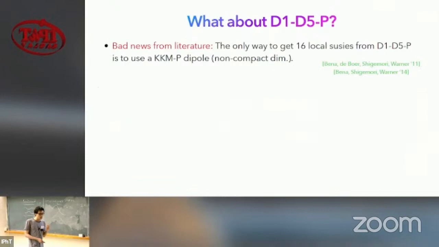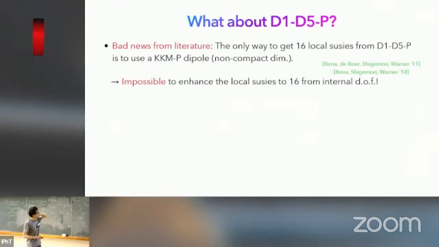So I have bad news and good news. The bad news is coming from the literature, from actually people here, which tell me that the only way to get 16 local supersymmetries from the D1, D5, P system is to use a Kaluza-Klein monopole in the non-compact dimensions. So whatever I have told you before with the intuition on the internal dimension should not work anymore, right? So it's impossible to enhance the local supersymmetries to 16 with only internal degrees of freedom.